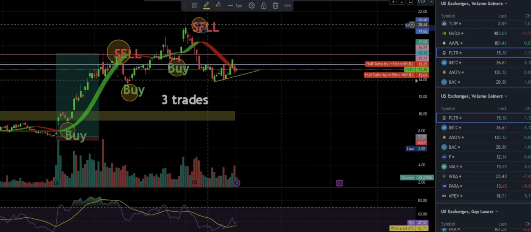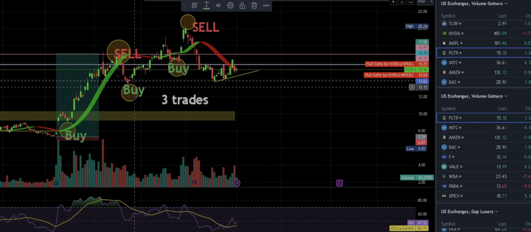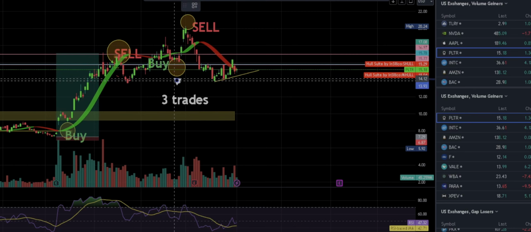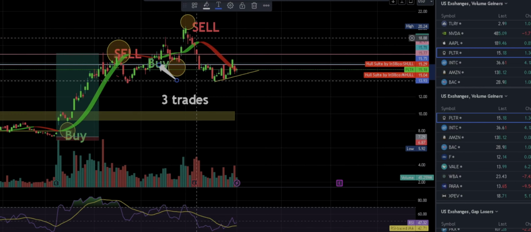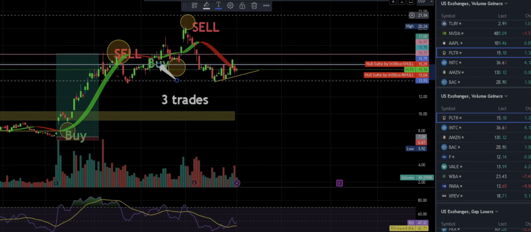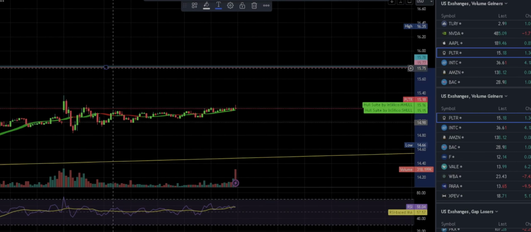So basically, based on what the whole suite tells us or alerted us, we should have got in here, right? That area, but then we would have been stopped out because of going below the green and so on. To me, and also, oh, this is actually a daily chart. Let's do a 5 minutes chart.